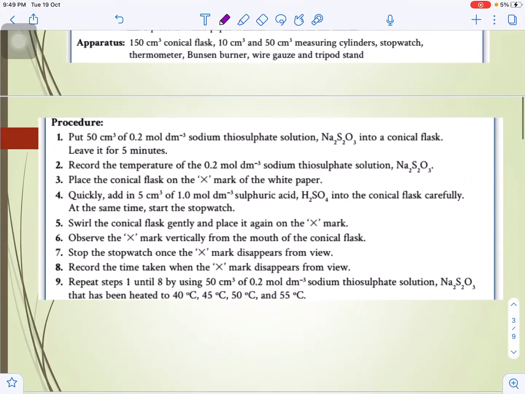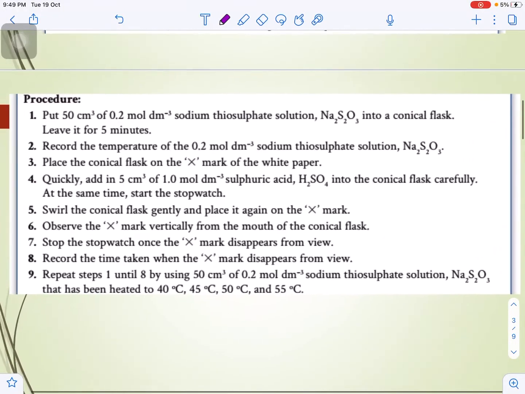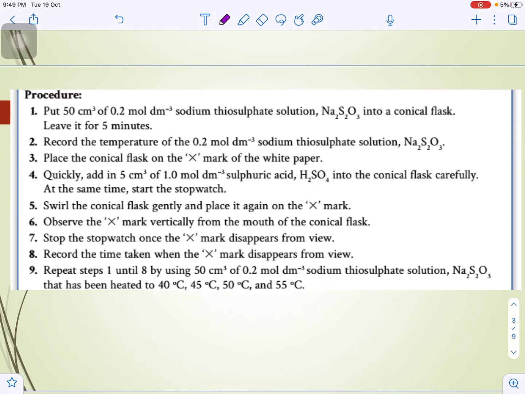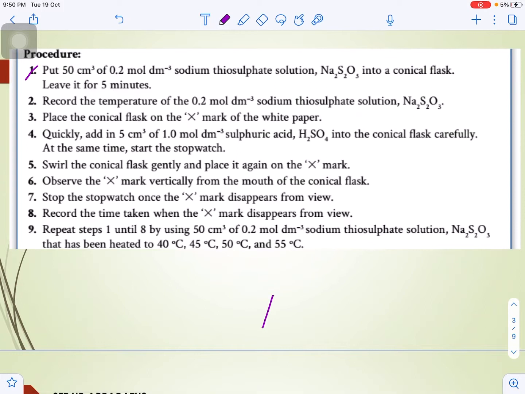So, what are we going to do? The procedure, number 1, we need to put 50 cm cube, 0.2 mole per dm cube of sodium thiosulfate solution into a conical flask and leave for 5 minutes. Record the temperature of the sodium thiosulfate and place the conical flask on the X mark of the white paper. So we have the white paper, we draw the X mark, and we're going to put the conical flask above the X mark on the white paper. Okay, so we're going to observe from the top like this.